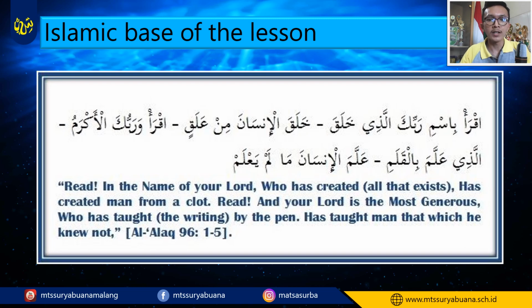Read, in the name of your Lord, who has created all that exists, has created man from a clot. Read, and your Lord is the most generous, who has taught the writing by the pen, has taught man that which he knew not. Al-Alaq, Quran Surah, verses 1 to 5.